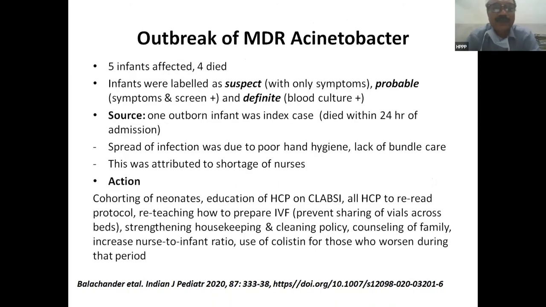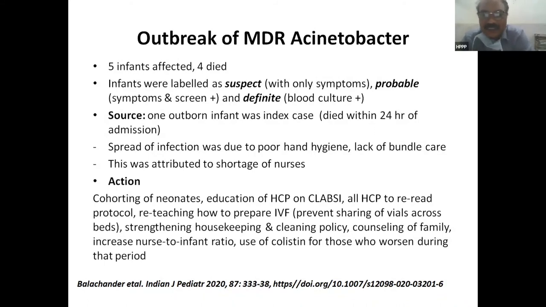The third outbreak was with multi-drug resistant Acinetobacter. Here 5 infants were affected, and 4 died. Infants were labeled as suspect if they had only symptoms, probable if symptoms and sepsis screen were positive, and definite if blood culture was positive. After investigation, they found that 1 outborn baby was the probable index case, but that baby died within 24 hours and the culture report was available after 3-4 days. By that time, the spread had already occurred to others.